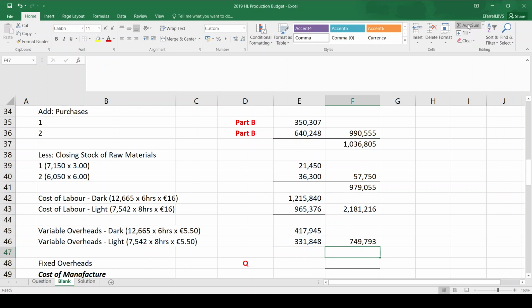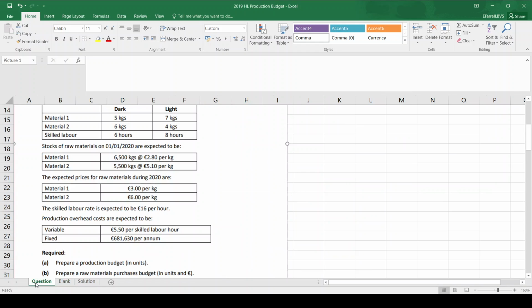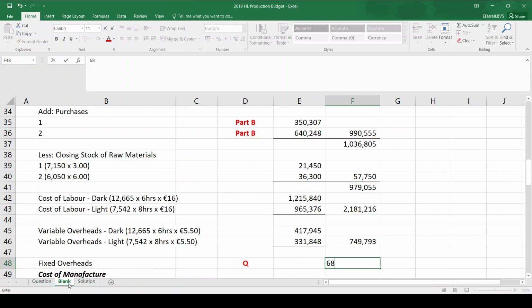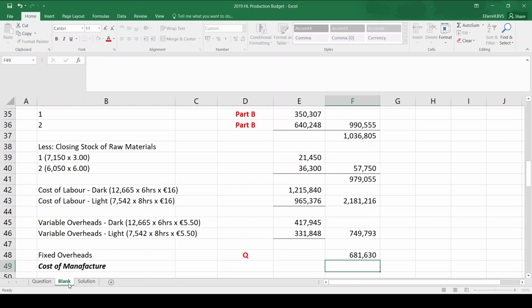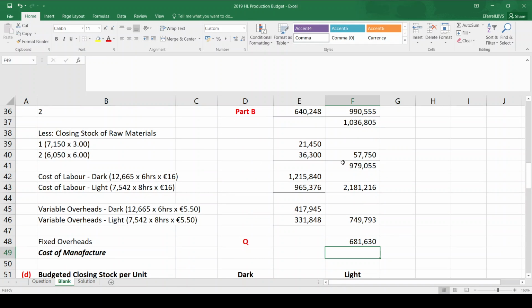So in total, variable overheads comes to 749793. And the fixed overhead, again, you can see here the Q just means coming directly from the question. Fixed overhead is 681630. So my total cost of manufacture, I'm just going to add my purchases here, plus my labor, plus my variable overhead, plus my fixed overhead. And that comes to 4591694.